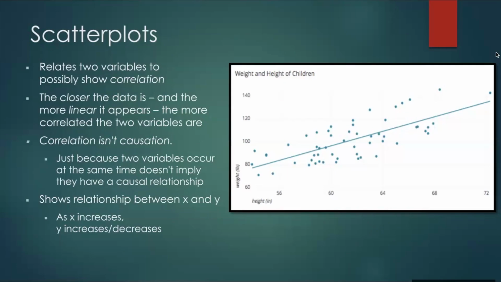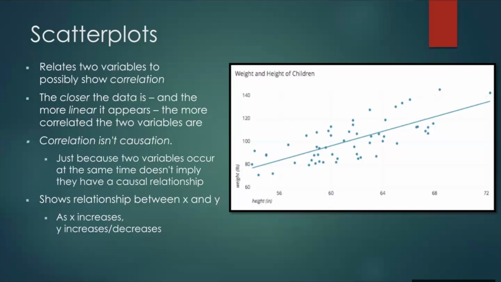So scatter plots also show the relationship between X and Y. As X increases, Y increases or decreases, or as X decreases, Y increases or decreases, right? It's just dependent upon the graph. So in this case, on the right-hand side, the title of our graph is weight and height of children, okay? We have our height on the bottom, which is our independent variable, and our weight on the left, going from bottom to top. That is our dependent variable. It's dependent upon the height of the child.